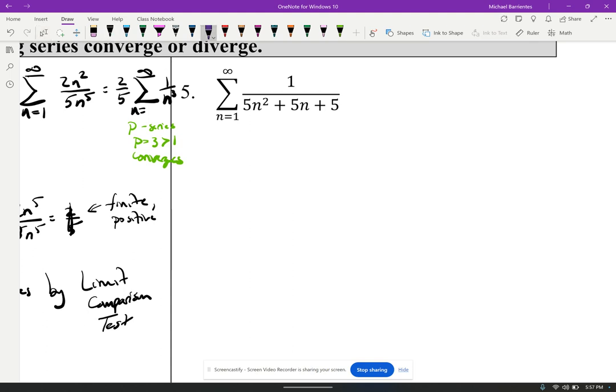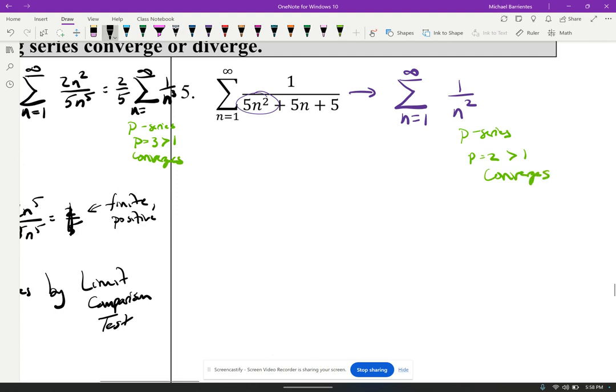Can I find a buddy series for this? Can I find a partner series for this? The easiest one would be 1 over n squared. Why would I choose that? Well, because this has 3 terms, but this is the leading term, so that kind of determines what's going to happen. If you want, you could even do 5n squared, right? But I'm going to make it easy, and I'm just going to do this. I recognize this as a p series. P is equal to 2, that's bigger than 1, and that's going to converge.